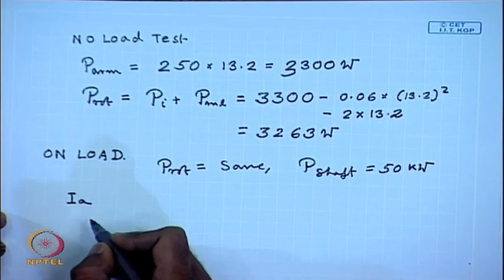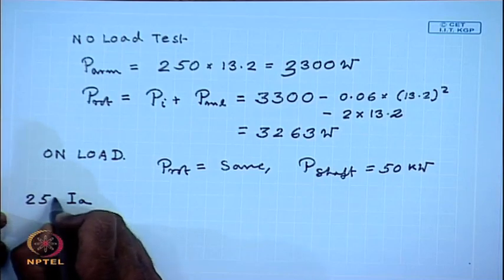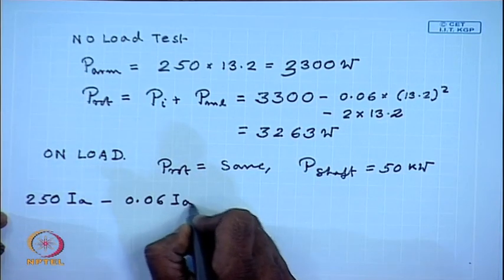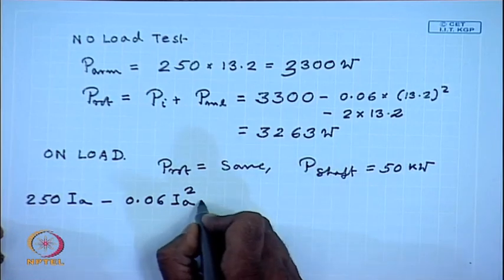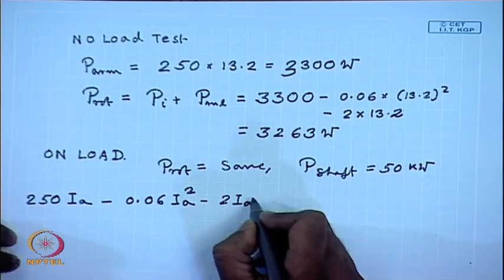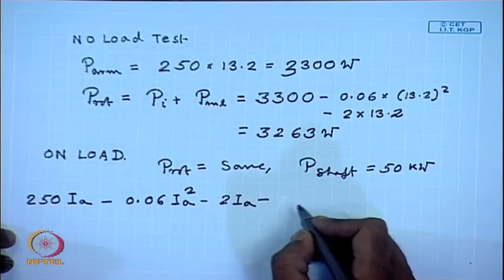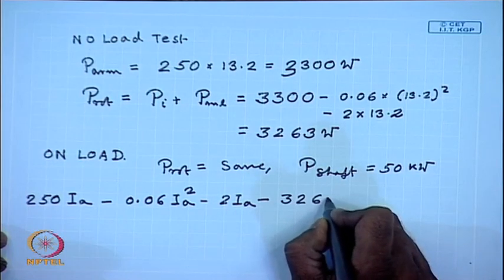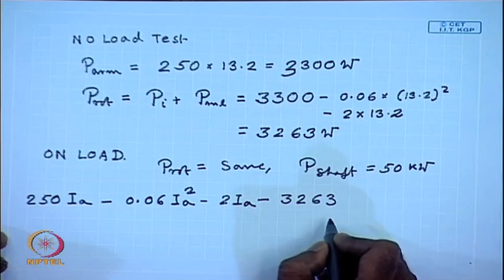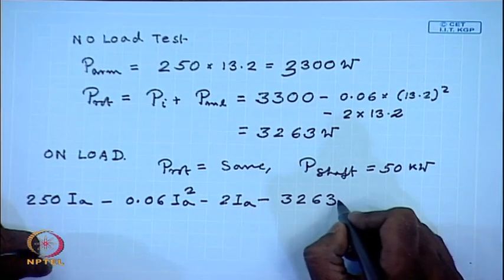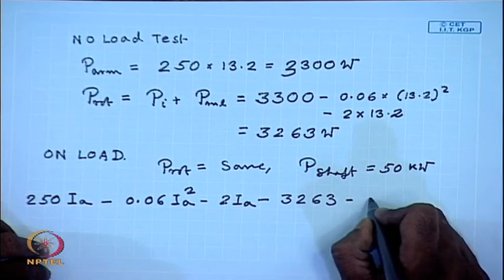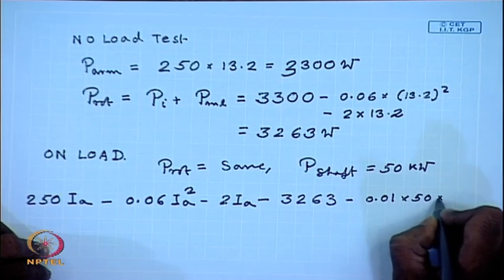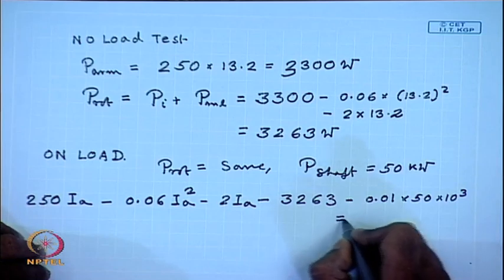Then the input power is 250 IA minus armature resistance loss minus brush loss minus rotational losses minus stray load loss, which is assumed to be 1% of the output. This is equal to 50 kilowatt.